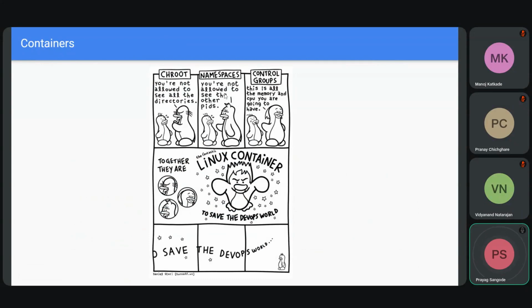Then the namespaces. We cannot see other PIDs, that is, process IDs. Due to namespaces we cannot see the other process IDs. And the third one is control groups. In control groups we can do resource management. The control group will say that you have been allocated this much CPU and memory, and you will not get more than that. So instead of a single container taking all the resources, proper resource management is possible due to the kernel feature of control groups.